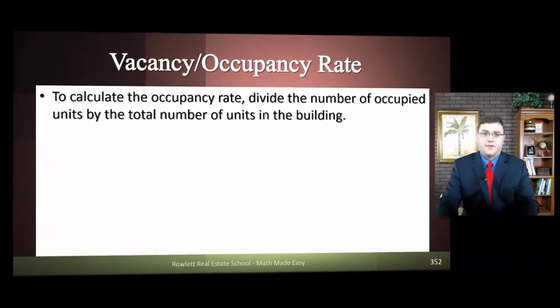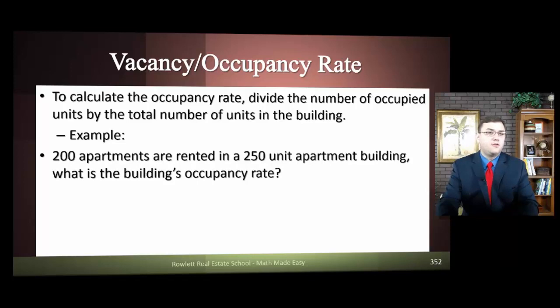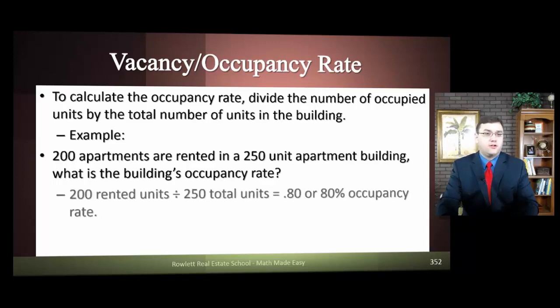Now to calculate your occupancy rate, you need to divide the number of occupied units by the total number of units in the building. An example would be, if you have 200 apartments rented in a 250 unit building, what's the building's occupancy rate? Okay, so how many units are rented? 200, right? So you take them and divide it down into 250, or your total number of units, for an 80% occupancy rate.